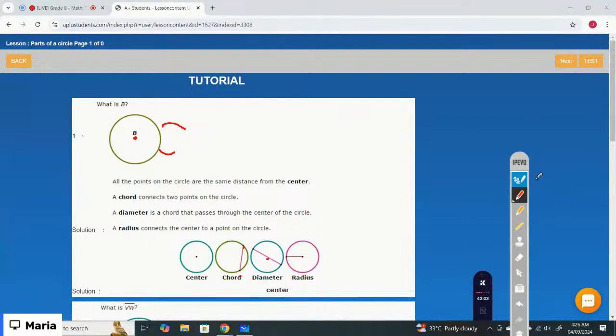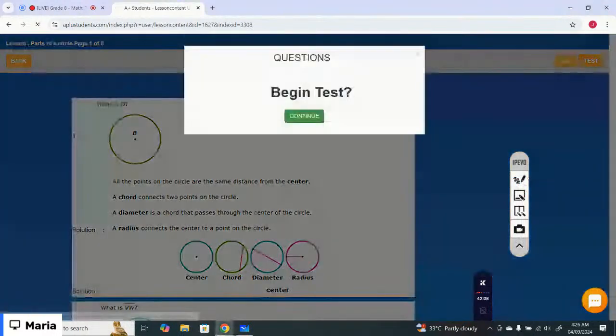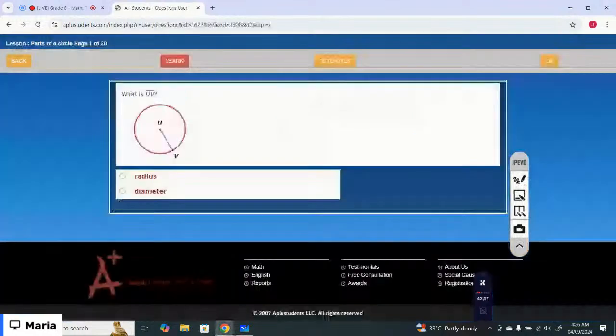Okay, so let's just start with the test questions. Okay, what is UV? So UV is the line that connects the center of the circle and any point on the circle, right? So that means that is the radius. The correct option is radius.